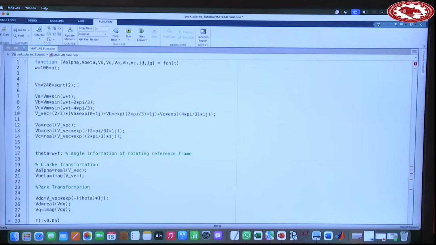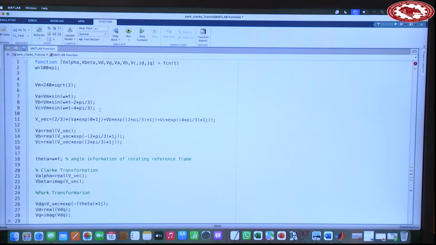Then I am making VA, VB, VC. So VA is Vm sin omega t, VB is omega t minus 2 pi by 3, then omega t plus 2 pi by 3 or minus 4 pi by 3. Okay. Now space vector, V vector, how was it defined? 2 by 3 times xa e power j0 plus xb e power j 2 pi by 3, then minus 2 pi by 3 or 4 pi by 3. The same is written, right? Can you verify?